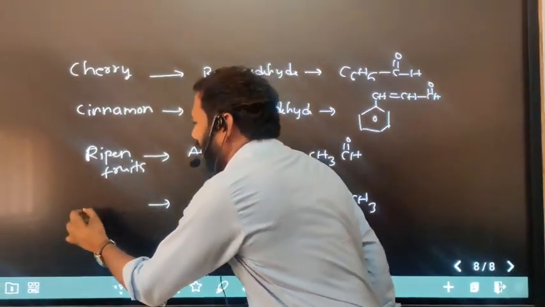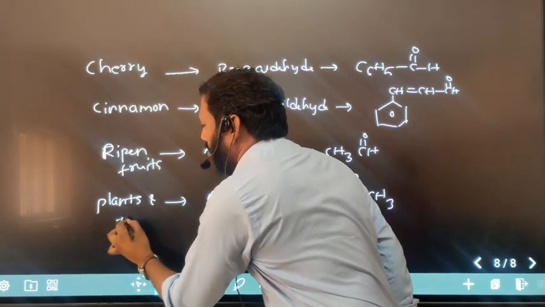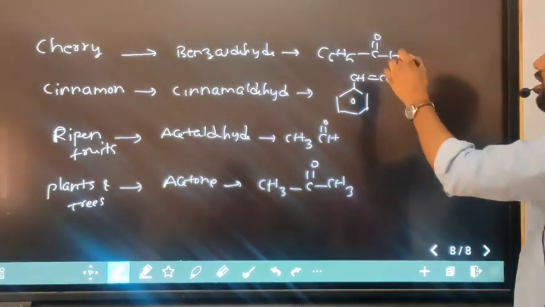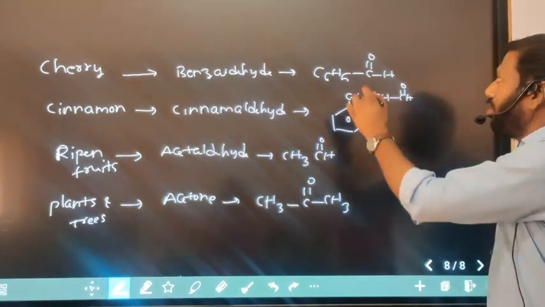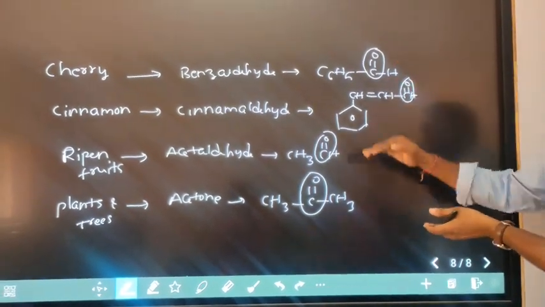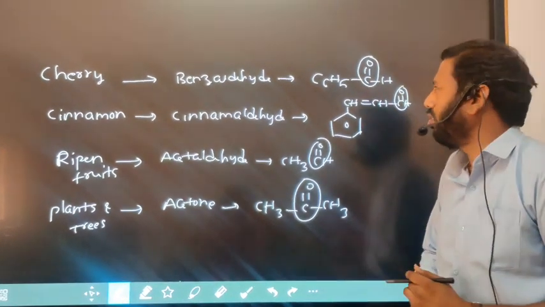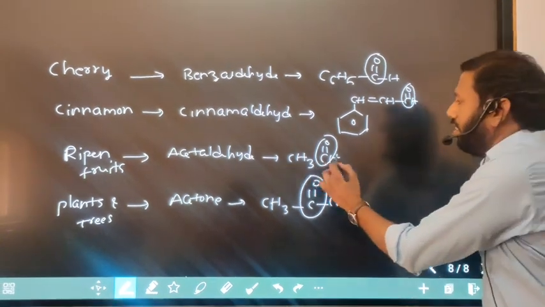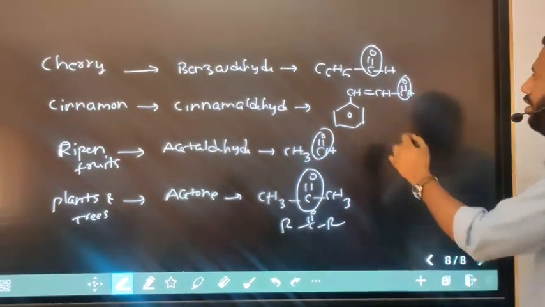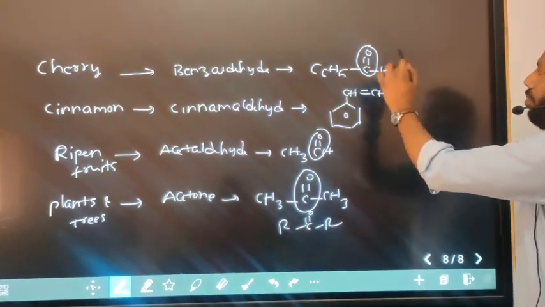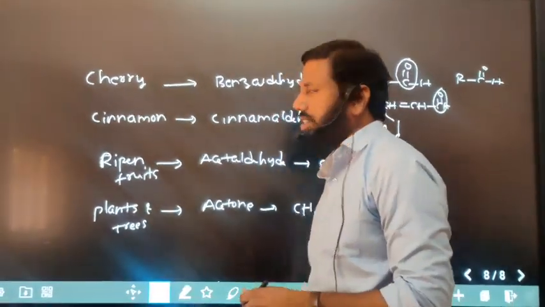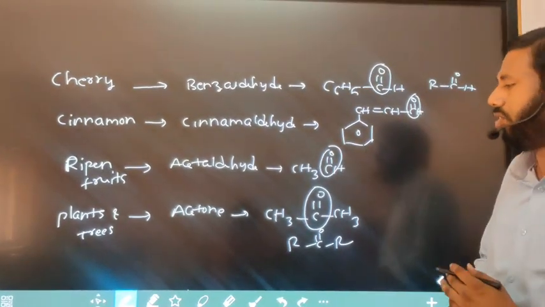Naturally it occurs in plants and trees. In these four compounds, what is the common functional group present? That is the carbonyl group. So can we say these are carbonyl compounds? Yes, we can say these are carbonyl compounds. This is an aldehyde, this is a ketone, in the form RCOR. It is in the form of RCHO, aldehyde. Today I would like to discuss two important chemical properties of these aldehydes and ketones.